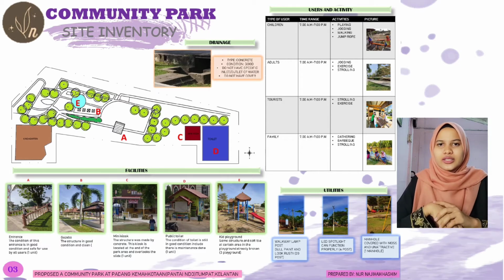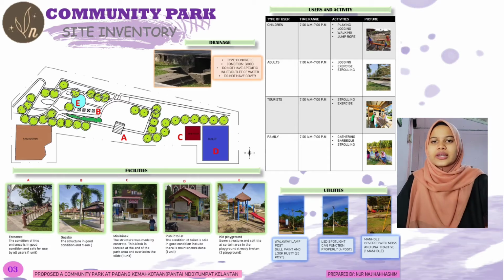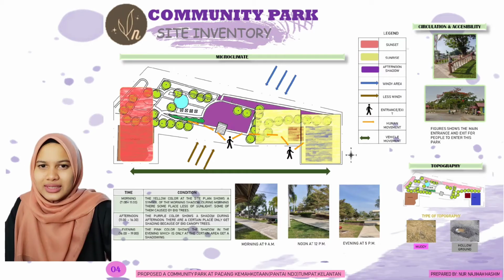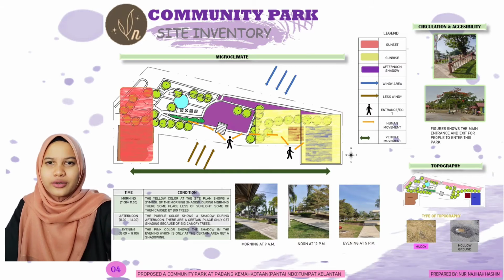The last one is the manhole. The manhole cover is smooth and looks unattractive. There is one manhole at the side. Next, I will move to microclimate.